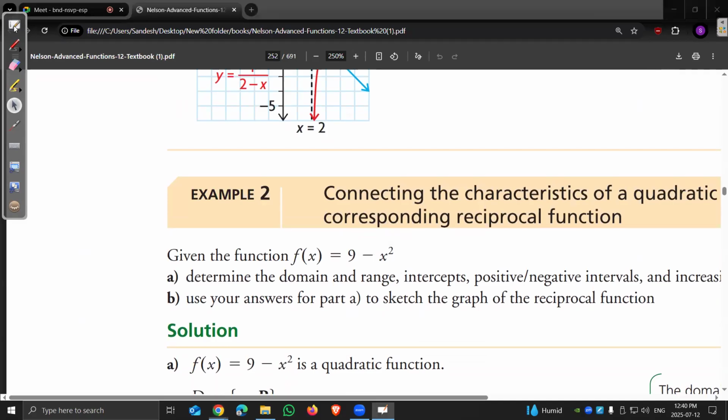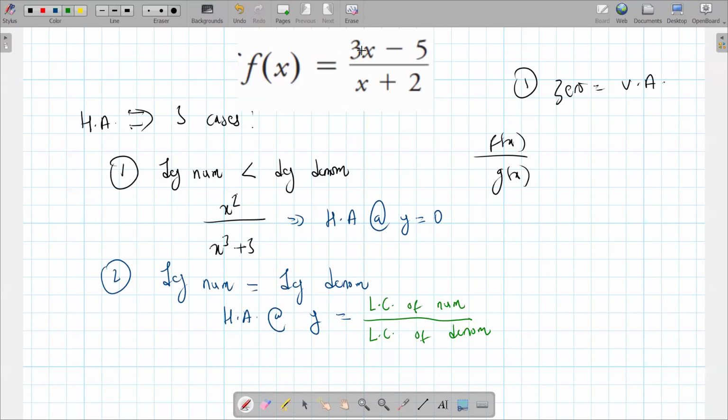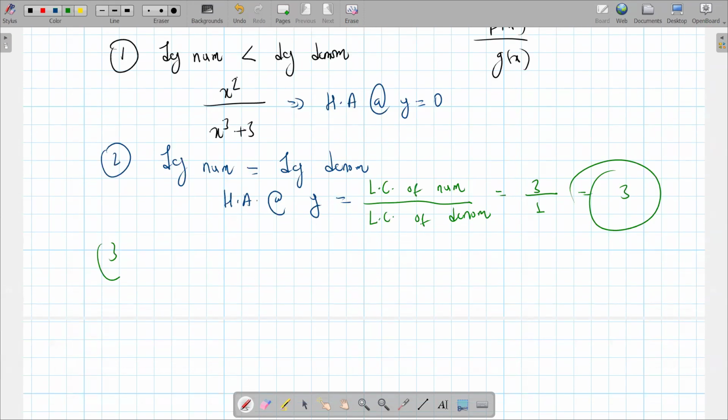Perfect, yes. So that's what I mean here. In this case, because we have case number 2, the horizontal asymptote is going to be at y equals 3, the leading coefficient in the numerator over 1, which is 3. That's case number 2, if the degrees are the same. Case number 3 is the hardest case, where the degree in the numerator is bigger than the degree in the denominator. When this happens, there are no horizontal asymptotes.